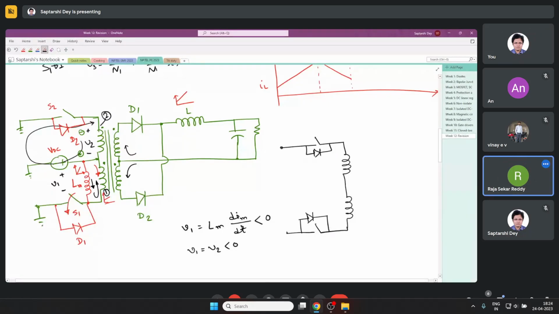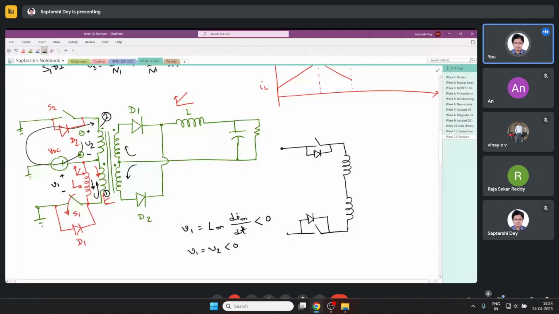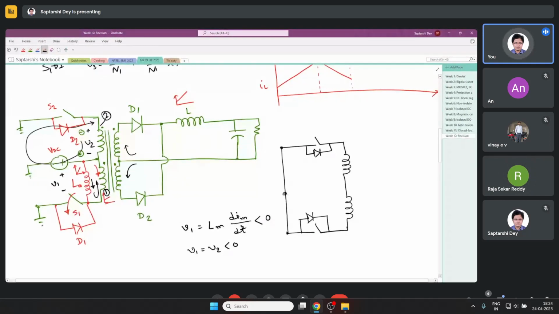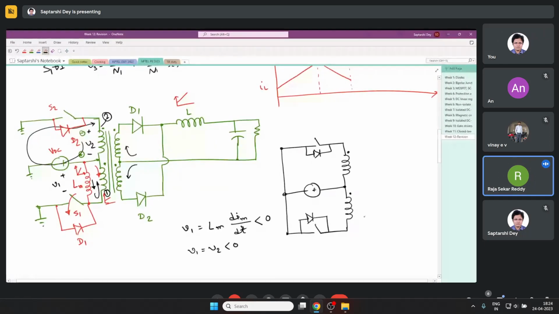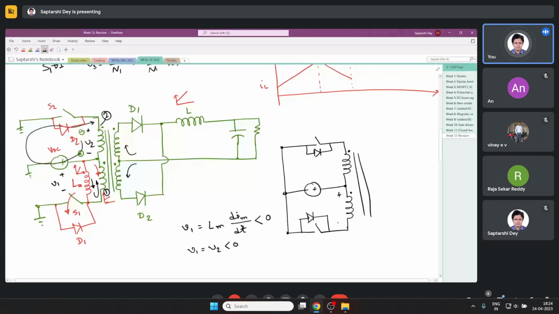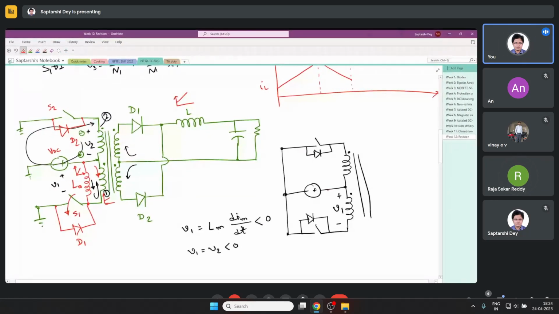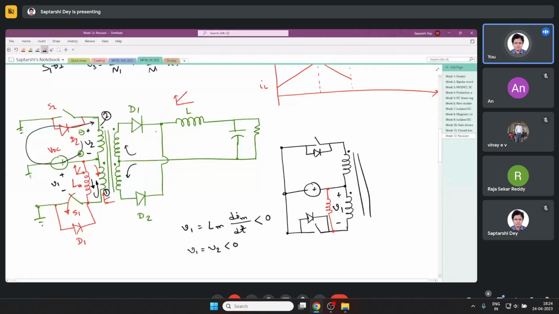So they all experience the same flux. Flux linkages might be different depending on the number of turns, but they look at the same flux. Right, so if this is V1 and if this was the magnetizing inductance, when S1 was closed, the magnetizing current was in this way. So if it is in this way, I can write this equation.